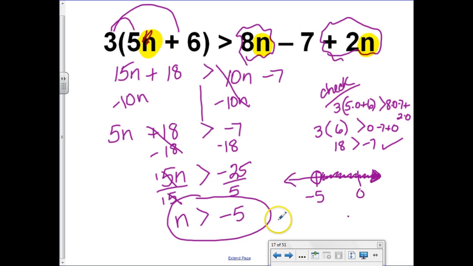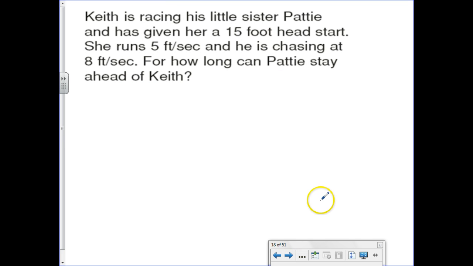Your answer is correct. All right, let's take a look at one situation that's a word problem so you can see how to set this up. Keith is racing his little sister Patty and has given her a 15-foot head start. Well, that sounds like a nice older brother. Patty runs at 5 feet per second, and he is chasing her at a speed of 8 feet per second. For how long can Patty stay ahead of Keith, sorry.